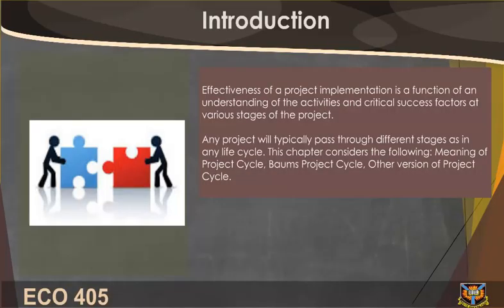Effectiveness of a project implementation is a function of an understanding of the activities and critical success factors at various stages of the project. Any project will typically pass through different stages, as in any life cycle. This chapter considers the following: meaning of project cycle, BURM's project cycle, and other versions of the project cycle.